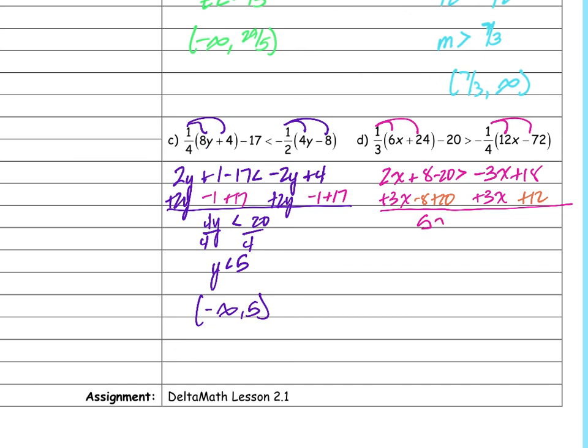So I've got 5x is greater than 30. Divide by 5. X is going to be greater than 6. So that would be from 6 to infinity. Okay, there we go. Questions? Awesome.